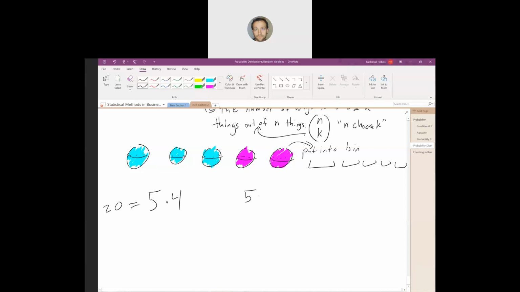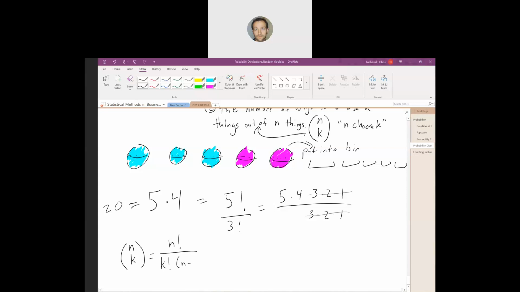Another way to think about this is that this is 5 factorial over 3 factorial. And the reason is 5 factorial is 5 times 4 times 3 times 2 times 1, and 3 factorial is 3 times 2 times 1. So these cancel out, and you're left with 5 times 4. So in general, n choose k is defined to be n factorial over k factorial times n minus k factorial.